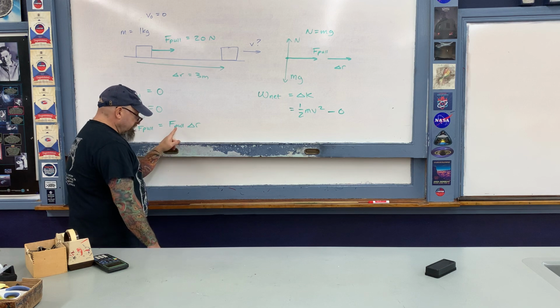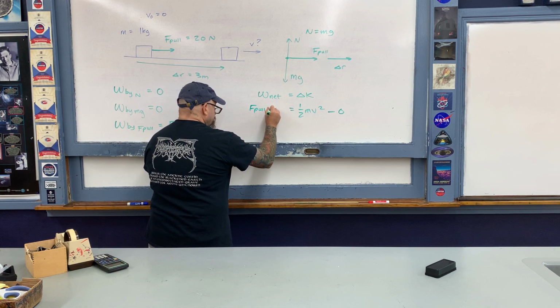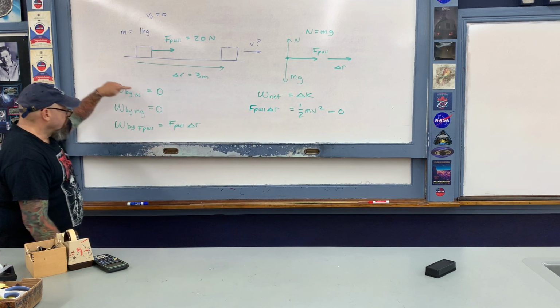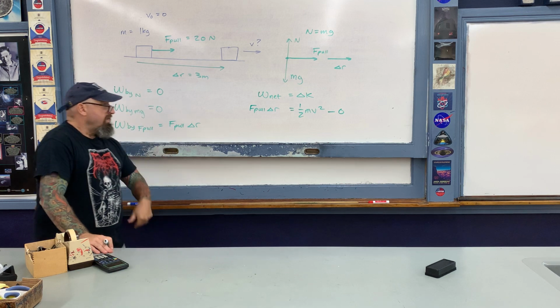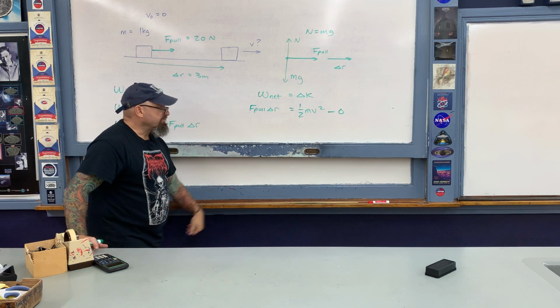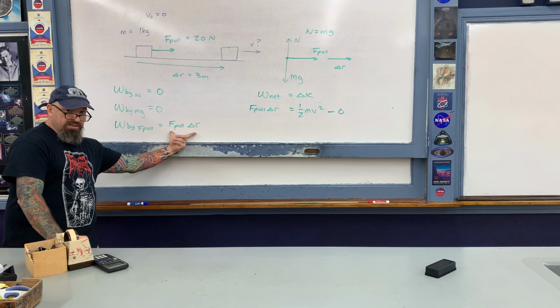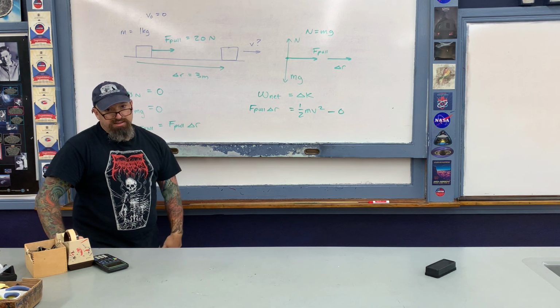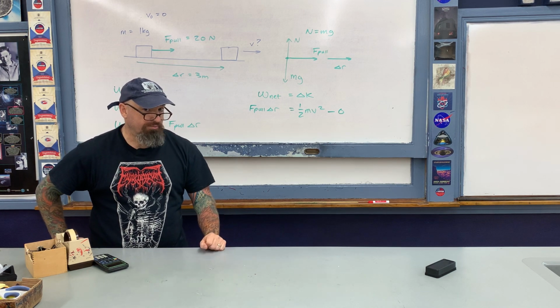That positive value, F pull times delta r, goes right here in the work energy theorem. So you add together the work done by the individual forces to get the net work done. Now, before I manipulate this algebraically to solve for the speed v, because this is a positive number, what that means is that the force, F pull, transfers energy to the object.